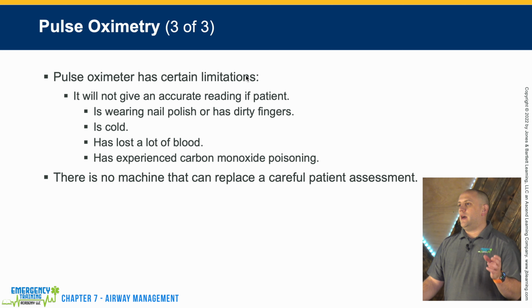And then if they are experiencing carbon monoxide poisoning, you'll get a false high reading, as the pulse oximeter is just looking at those red blood cells as it goes by, and seeing if they are bound with something. It is unable to tell if it's carbon monoxide, or if it's oxygen that is bound to those red blood cells. So as great as a pulse oximeter is, it's just a machine.